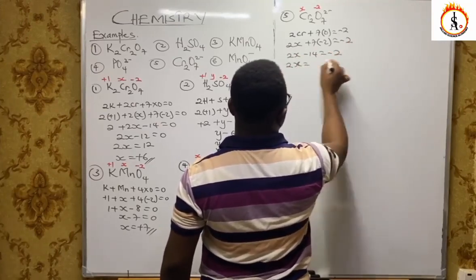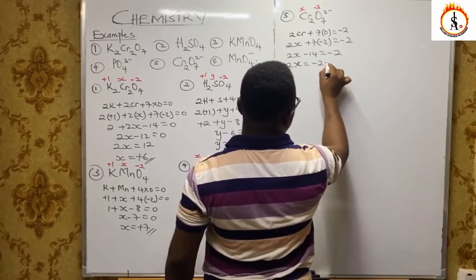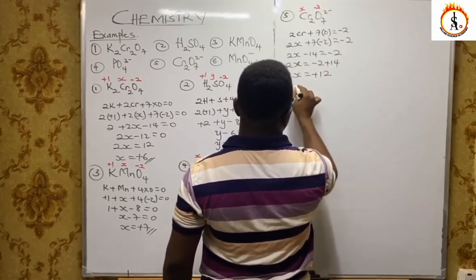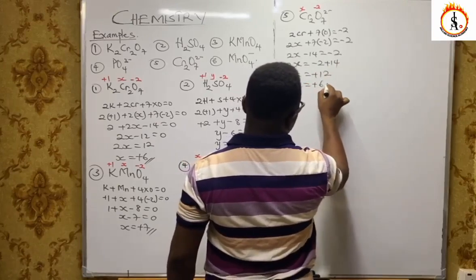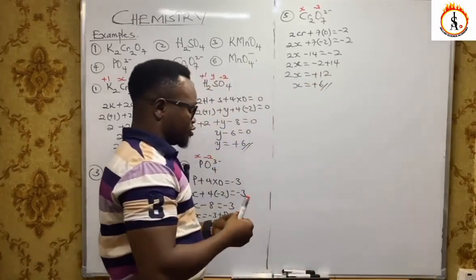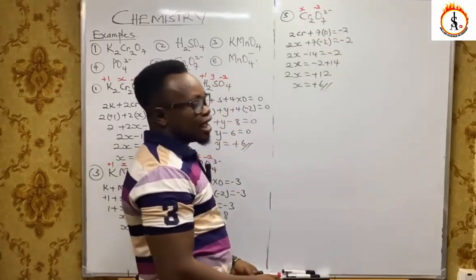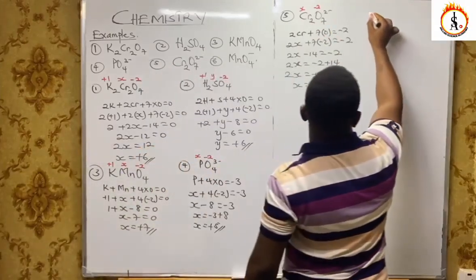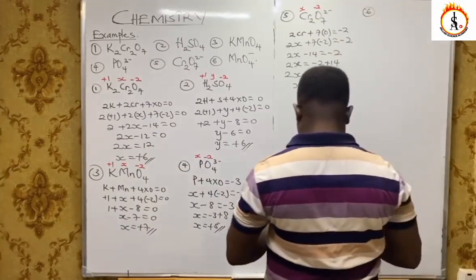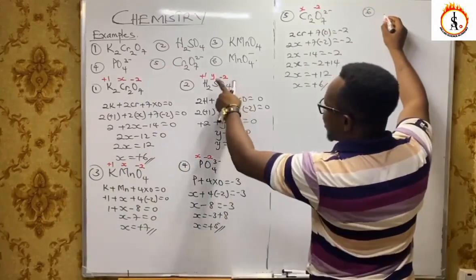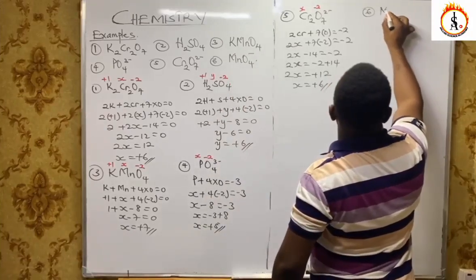So 2X is equal to, if we transpose this, we get minus 2 plus 14. So 2X will give us positive 12. Making X the subject, we have it to be plus 6. So we can refer to the species as a heptaoxodichromate 6 ion. Okay. And then finally, the sixth example, we have here MnO4 minus.